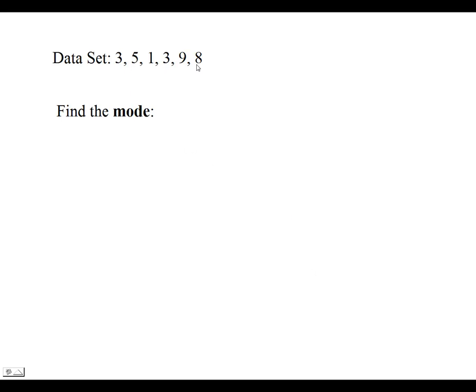All right, so same data set, find the mode. Well, the number that appears the most often is 3. That's the only one that appears multiple times at all. So our mode is 3. And those are the three main measures of central tendency that we're going to use for data.